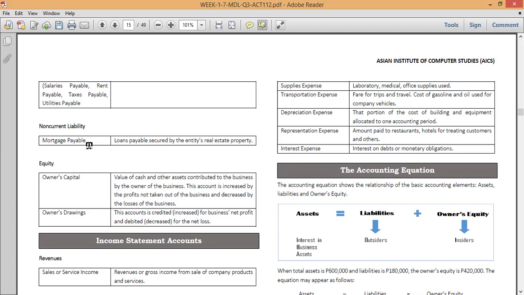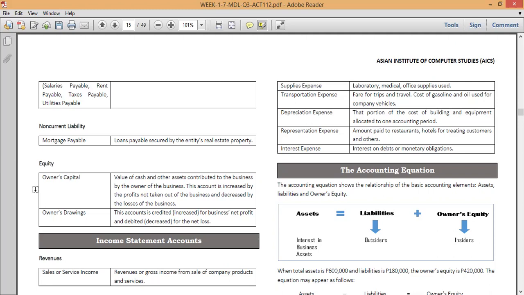Okay? Current liabilities. So, yung example po ng non-current liability is ito yung mortgage payable. So, ito yung mga sanla-sanla. 'Di ba? So, loans payable, secured by the entity's real estate property. Okay? Yung kumbaga sa bangko, 'di ba? Hindi ka nila papautangin pag wala kang binigay sa kanila na property mo. Ito yung pangsalo if ever na hindi ka makabayad. So, yun po yung mortgage payable. So, non-current liability po.